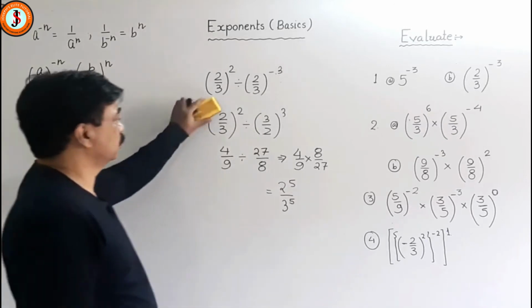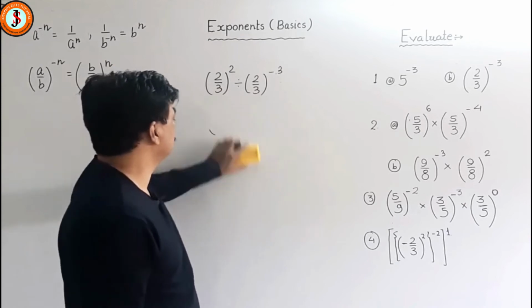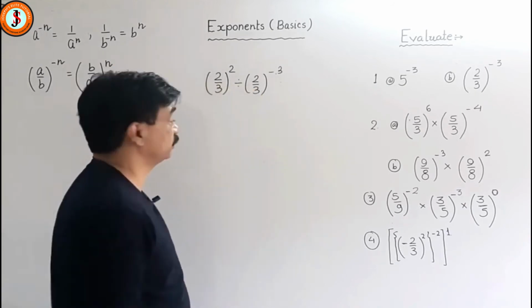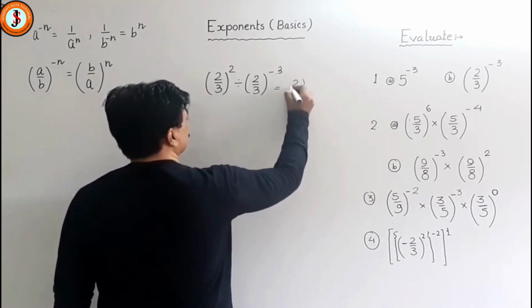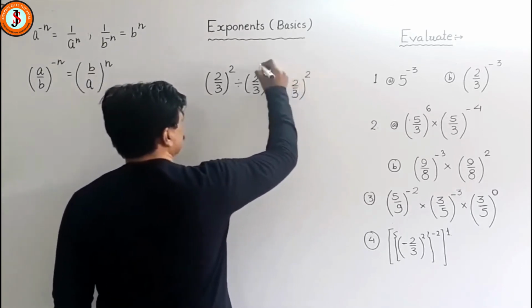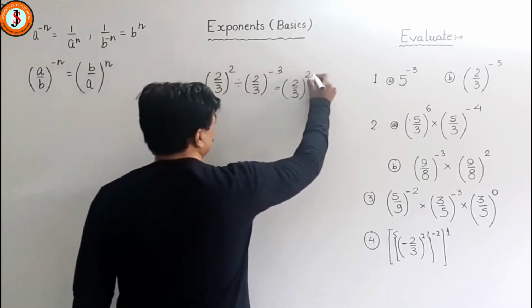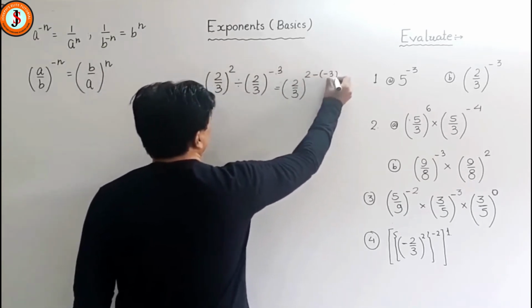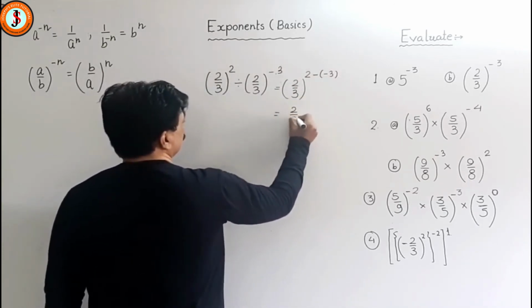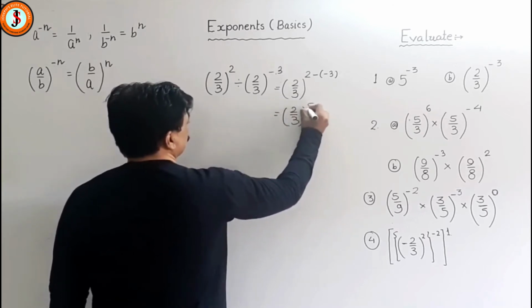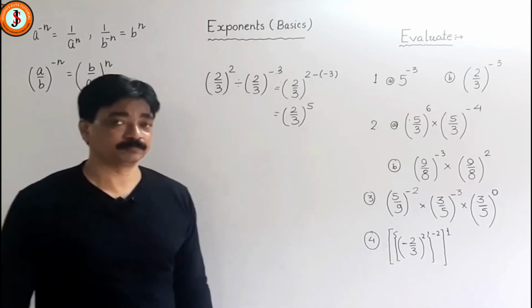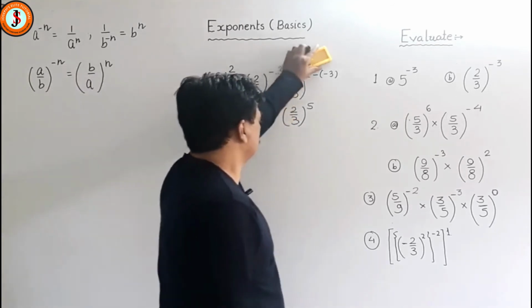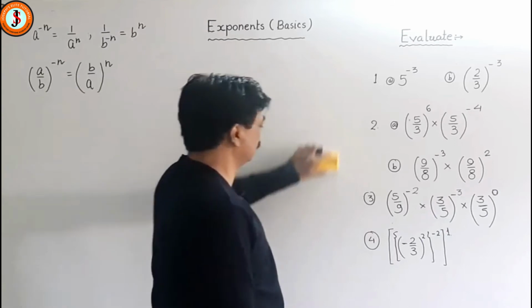So the shortest way is that if there is a division and the bases are the same, simply write the power of the first term, then minus, with the sign, the power of the second. So it becomes 2/3 to the power 5. So again, you see, 32 by 243, like that. So that is there. Now here there is nothing big.